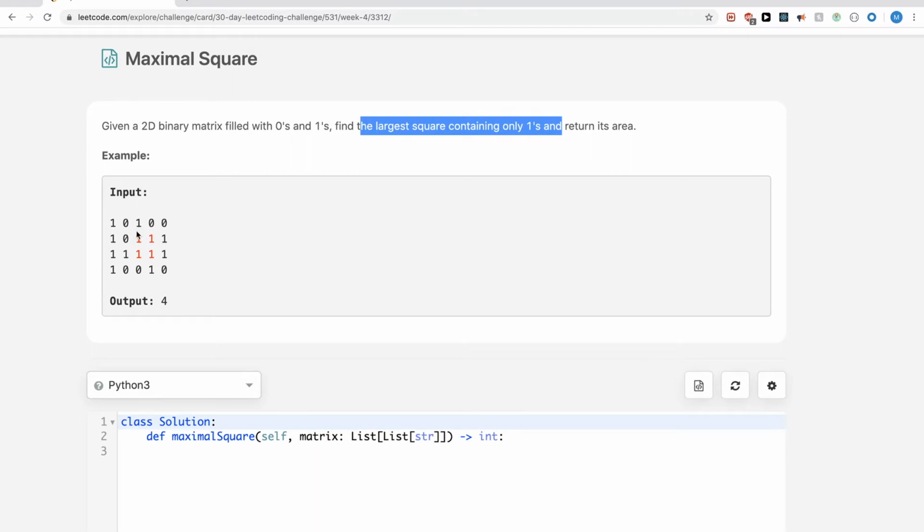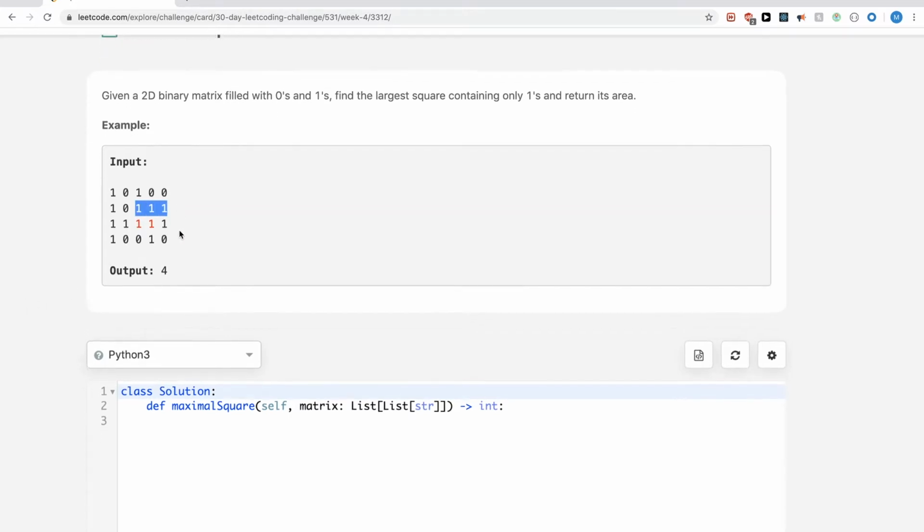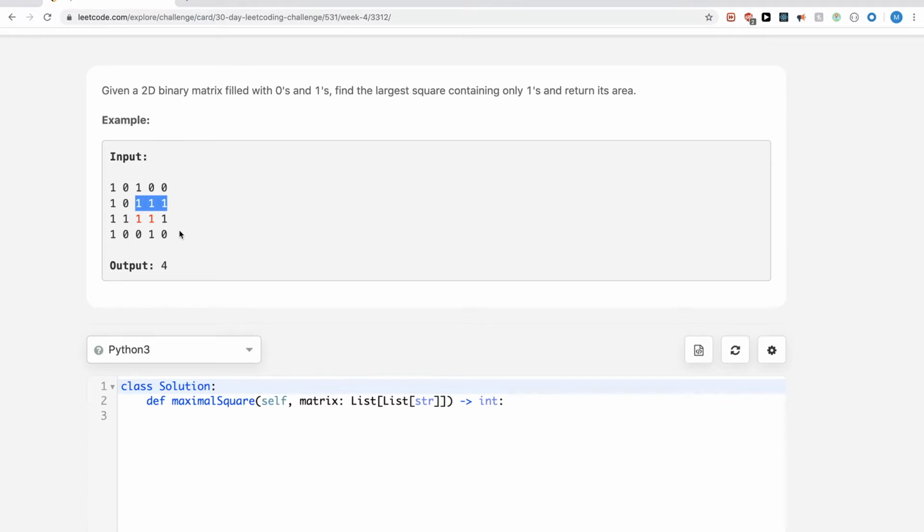So here, for example, the largest one is this one. This is a square containing 4 ones, right? Its area is 4, which is basically the number of ones in it. Notice that we didn't take this because it should be a square, so we want the largest square.